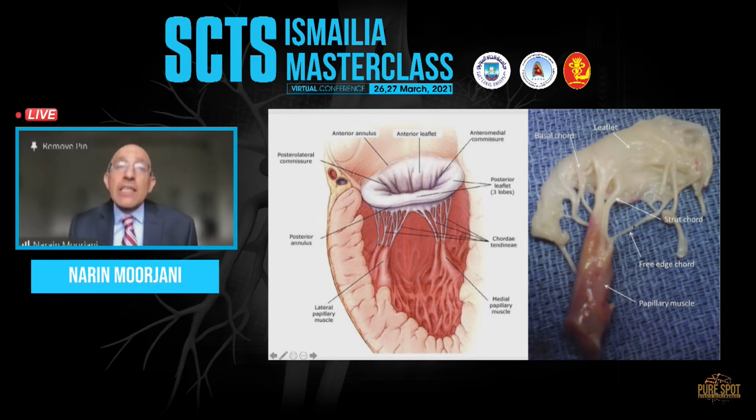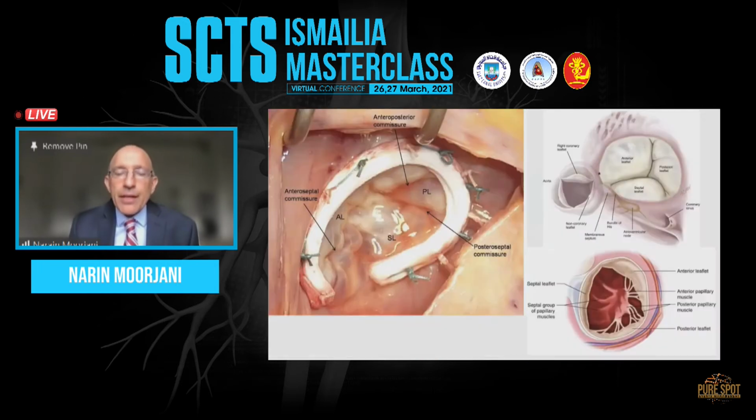The chordae tendineae themselves are subdivided into primary, secondary, and tertiary chordae. The primary chordae attach to the free edge, the secondary or strut chordae attach to the main body of the leaflet, and then you have tertiary chordae, which sometimes attach to the ventricle itself or at the junction of where the leaflets attach to the annulus.